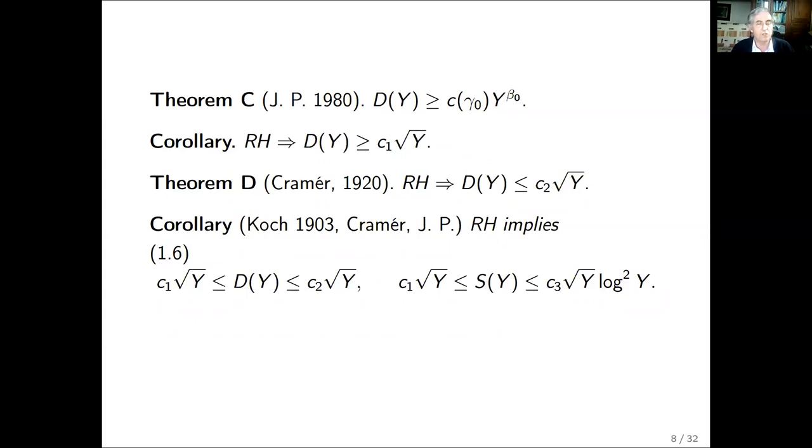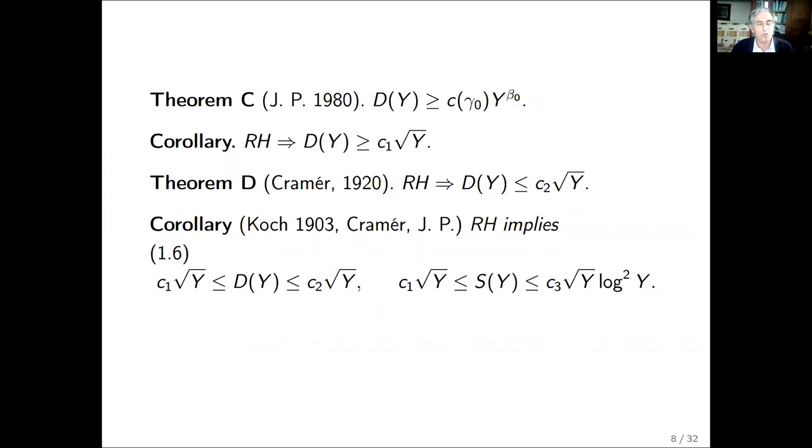I mentioned a few of the earlier results. For example, I showed that the average is at least a constant depending on gamma naught times y to the beta naught. Here this constant is already ineffective, so I was not right that everything will be effective later on. But supposing the Riemann hypothesis, we can really show that the average is an effective constant times square root of y. And Cramér showed already 100 years ago that the opposite inequality is true as well.